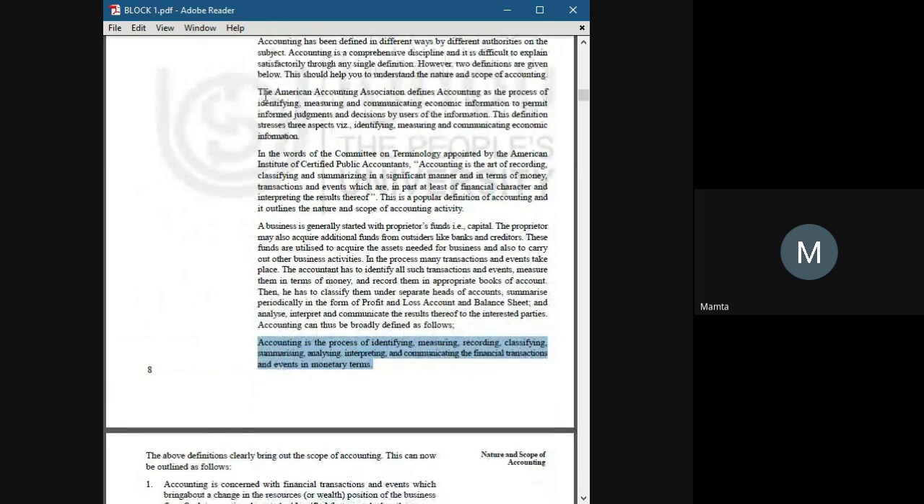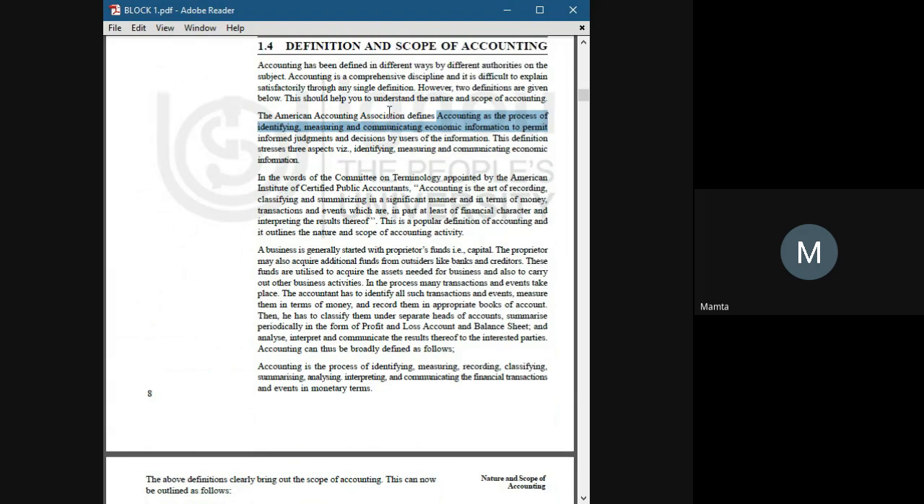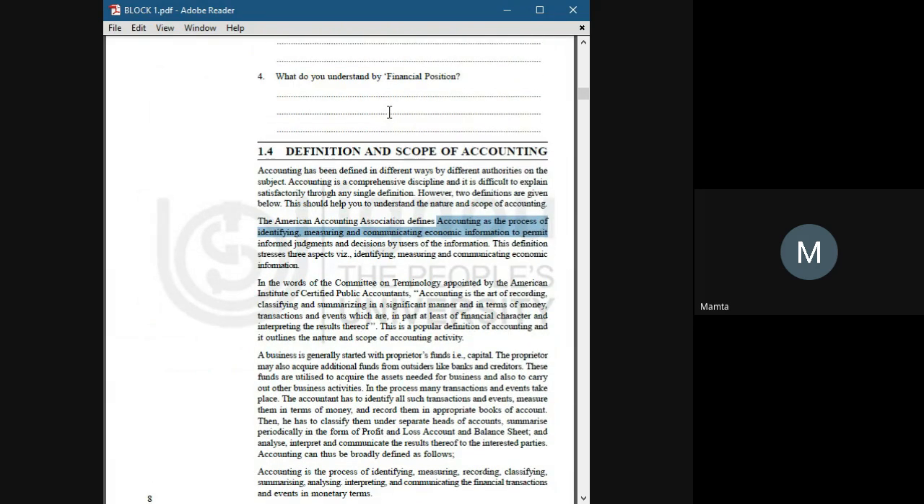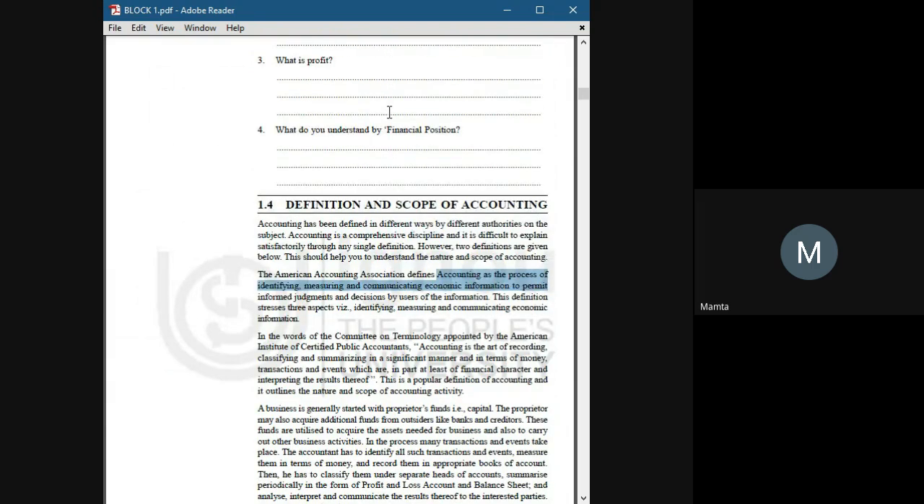And according to AAA, which is the American Accounting Association, accounting is the process of identifying, measuring, and communicating economic information to permit informed judgments and decisions by users of the information. This is the definition of accounting given by the American Accounting Association.